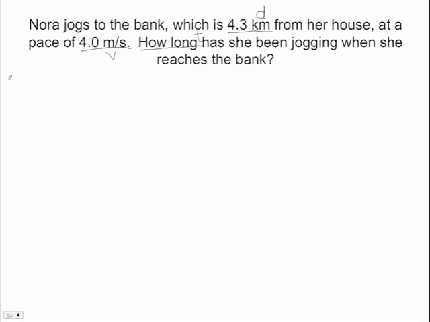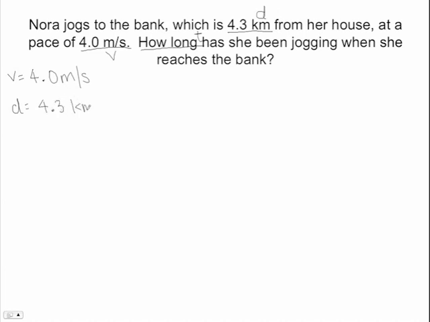So I'm going to do just like I did on the last one. This is a little more difficult, but it's okay because I'm going to do just what I did on the last one. My velocity is 4.0 meters per second. Okay, it looks like she runs as fast as that bike, so that's pretty good. Her distance is 4.3 kilometers.